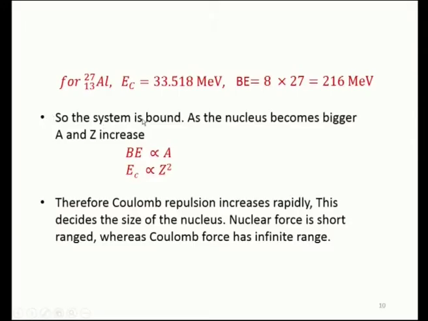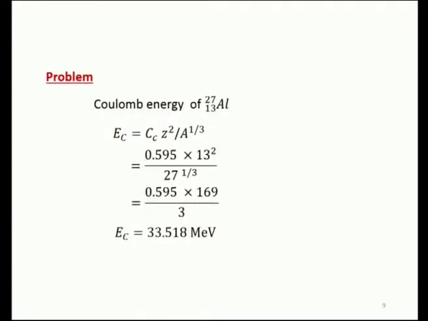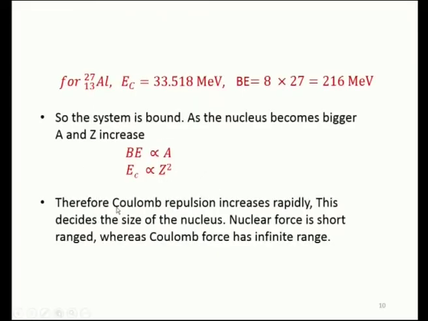So, the system is bound. Why is it bound? Because this binding energy part is greater than the repulsive part. As the nucleus becomes bigger and bigger, A and Z increase. Binding energy is proportional to A. Coulomb energy is proportional to Z squared, as we discussed earlier. Therefore, the Coulomb repulsion increases rapidly.